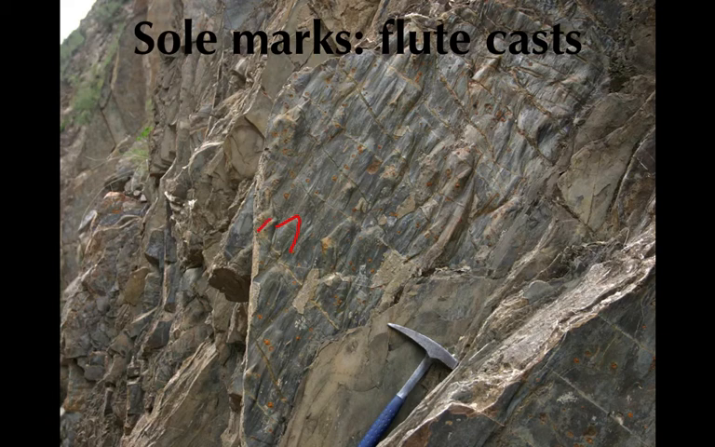There's one there, one there, one there, etc., etc., etc. And all of these flutes sort of point in a V in the upstream direction and widen in the downstream direction, so they're a good indicator that the current direction was that way. And again, they're caused just by turbulent current scouring a bed, which is then infilled by sediment and preserved as casts on the bottom of another bed.